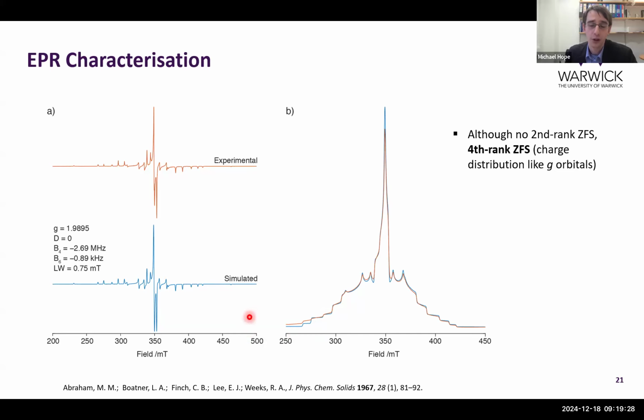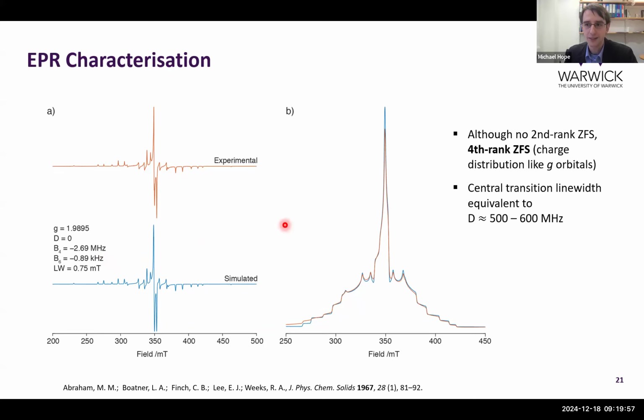The important thing here is, although there's no second-rank zero field splitting, so second-rank ZFS results from a charge distribution that looks like a d orbital. That's zero by symmetry, but there is fourth-rank zero field splitting. So that's a charge distribution that looks like a g orbital. So that's this B4 parameter here. And in fact, there's also a little bit of sixth-rank zero field splitting.